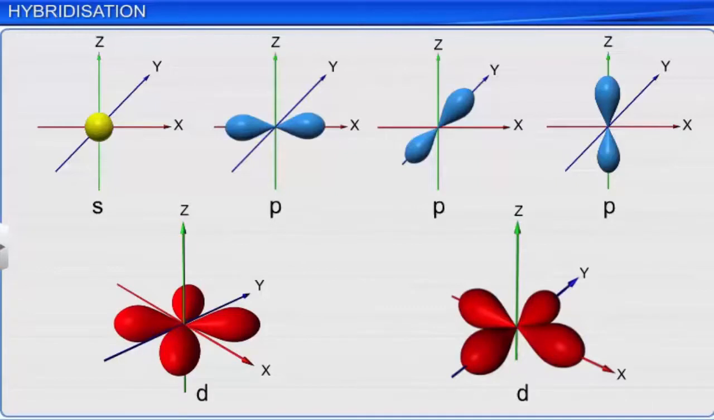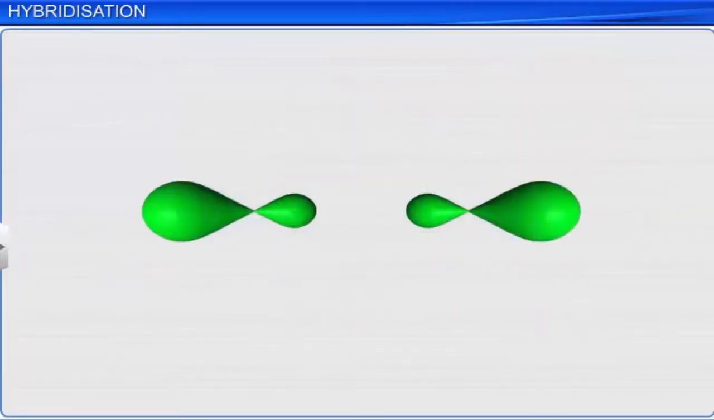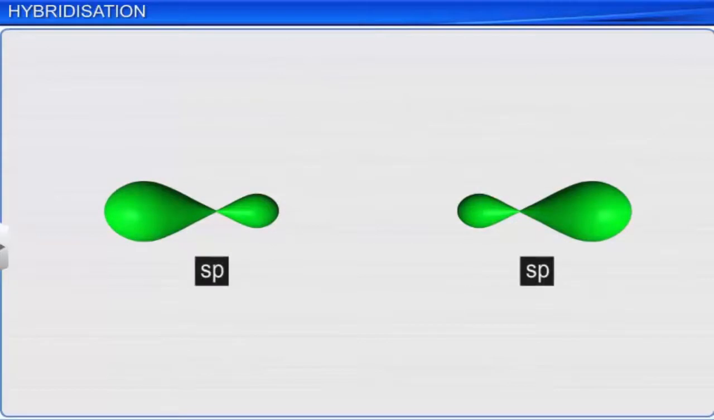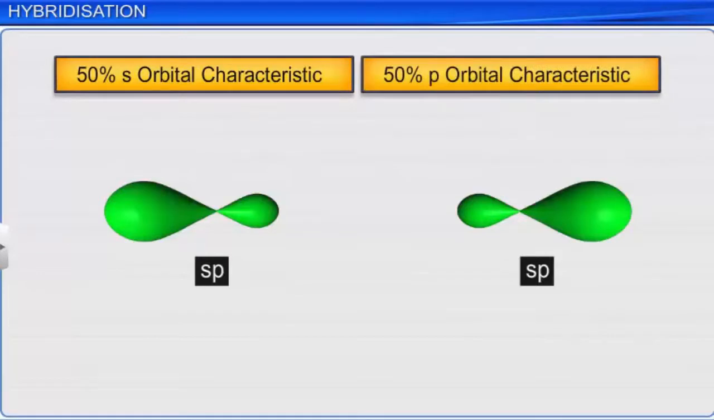In sp hybridization, one s orbital combines with one p orbital to form 2 equivalent sp hybrid orbitals. The hybrid sp orbital shows 50% characteristics of the s orbital and 50% characteristics of the p orbital. The hybrid orbital has a large positive lobe and a very small negative lobe.